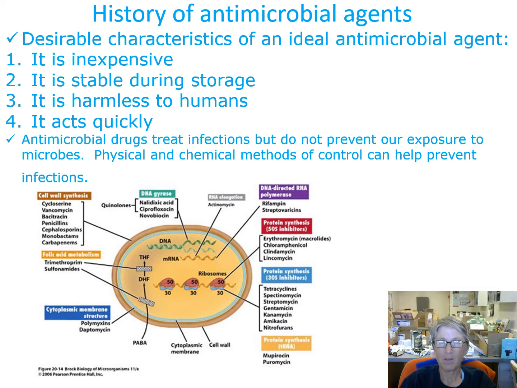What are the desirable characteristics of the ideal antimicrobial agent, or the magic bullet? First of all, it should be inexpensive so that everybody can get some. You want it to be stable during storage, so you can have stockpiles in case of a pandemic. It would be harmless to us, and it would act really quickly. And here's a cartoon of some of the drugs that we have today and where they work. For example, drugs that work on synthesis of the cell wall include cycloserine, vancomycin, the penicillins, etc. Antimicrobial drugs will treat infections, but they don't prevent our exposure to microbes. Both physical and chemical methods of control can help prevent infection, so we need to use both.